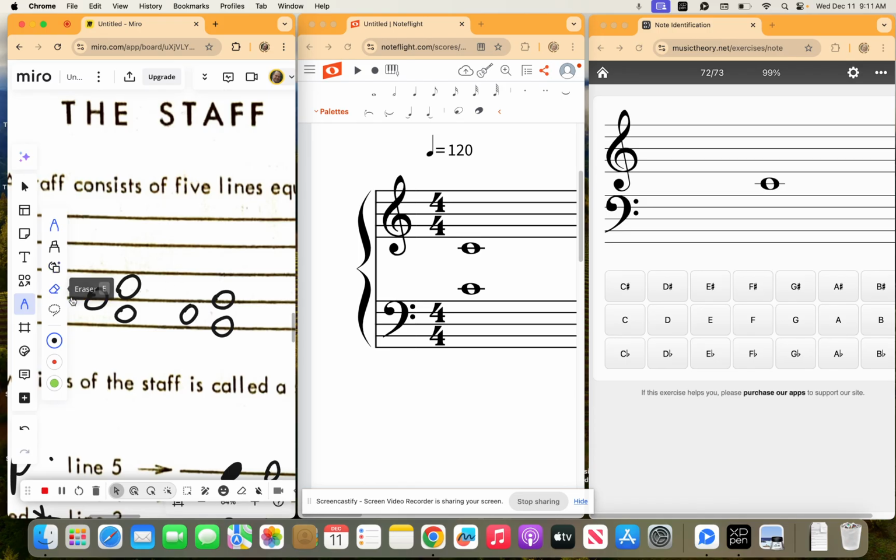And if you look at, we know our lines. First line, right? This is a note on the first line. This is a note in the first space. This is a note on the second line, in the second space. On the third line, in the third space. On the fourth line, in the fourth space. On the fifth line. Those are all the notes. Now, we don't necessarily have a clef on this yet.